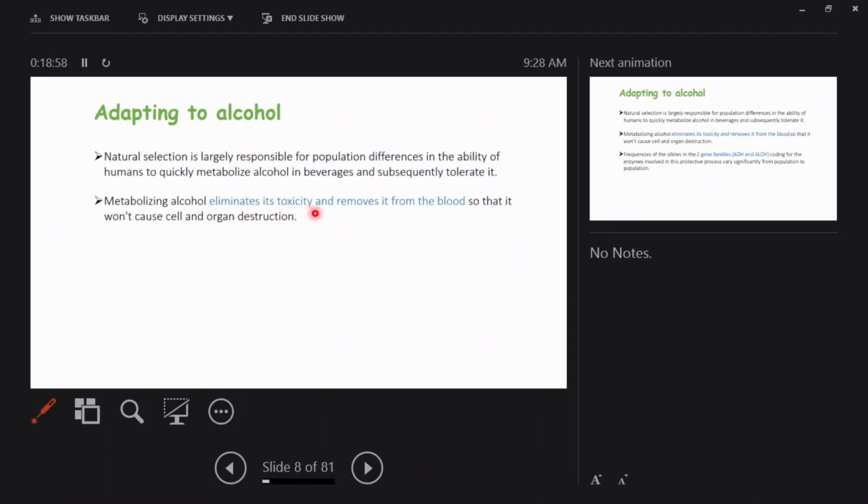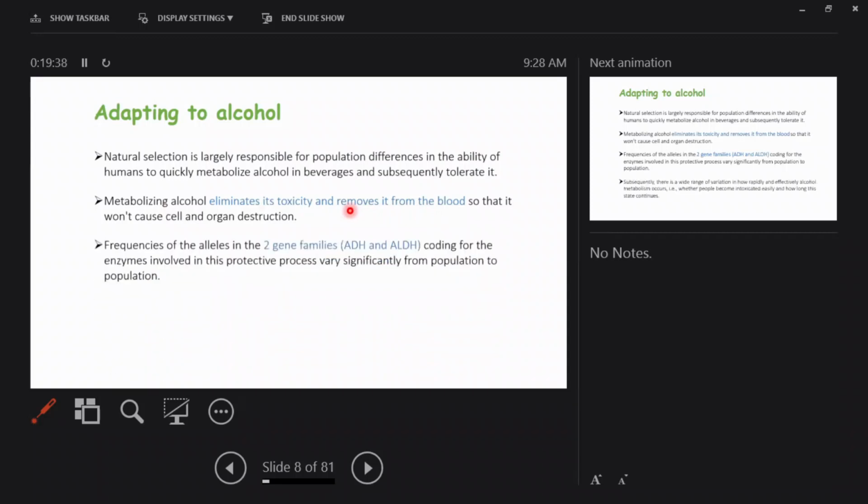Metabolizing alcohol eliminates its toxicity and removes it from the blood so that it won't cause cell and organ destruction. For people who drink alcohol, their body needs to metabolize it in the liver in order to convert it to non-toxic form and remove it from the blood. Because if the body does not metabolize it to non-toxic, it can cause toxicity and cell and organ destruction.